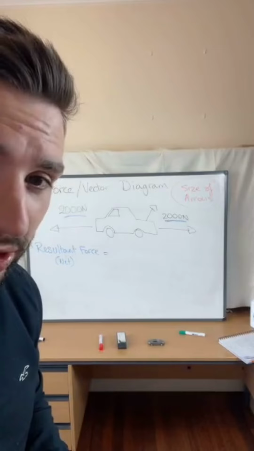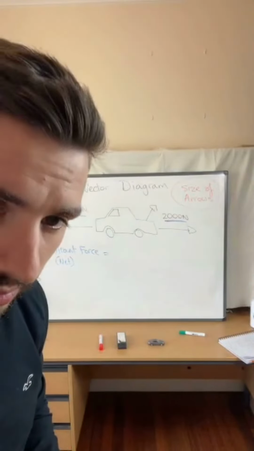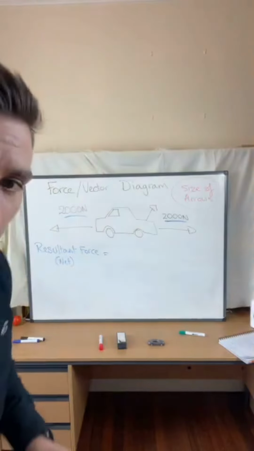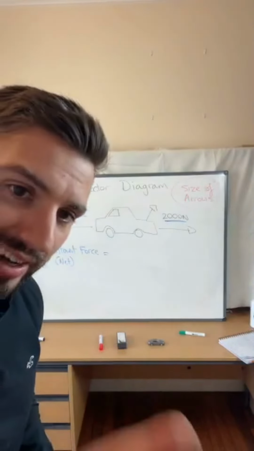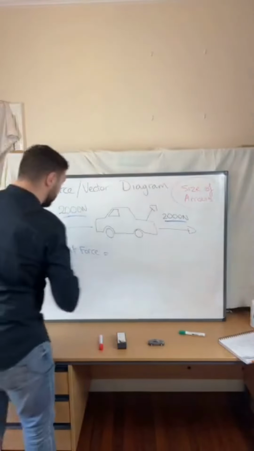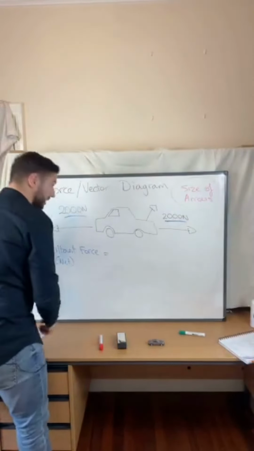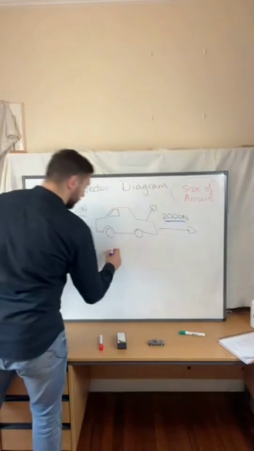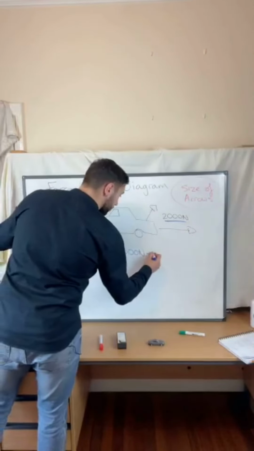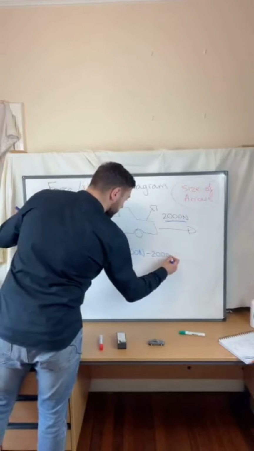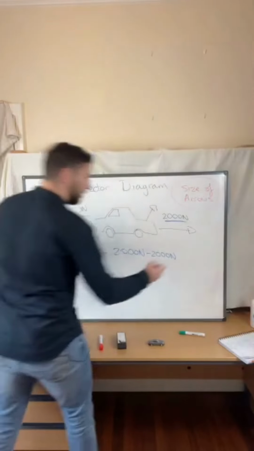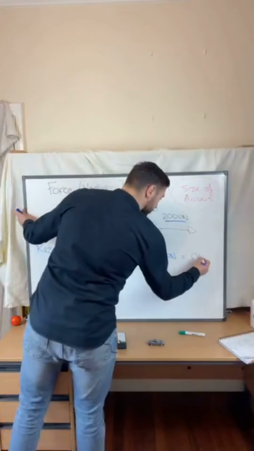There's another word we could use. Now this is where I'm going to get into an interesting one. Someone said at rest. In this situation, we've got 1,000 newtons moving forward and 2,000 newtons going backwards. So let's say we're driving forward and then we have friction acting in the opposite direction. So our resultant force is 0 newtons.